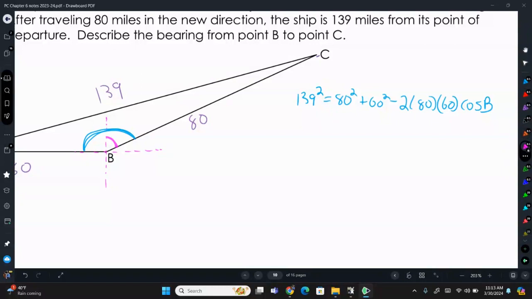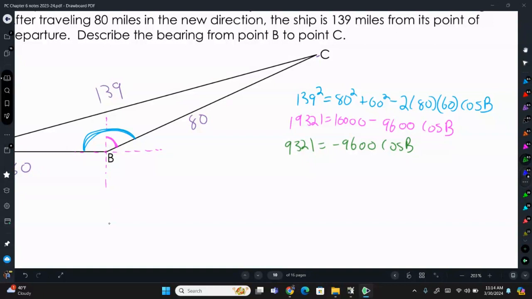So 139 squared, we get 19,321 equals 80 squared plus 60 squared, 10,000, minus 9,600 times the cosine of B. So when we subtract 10,000 from both sides, we get 9,321 equals negative 9,600 times the cosine of B. Divide both sides by negative 9,600.